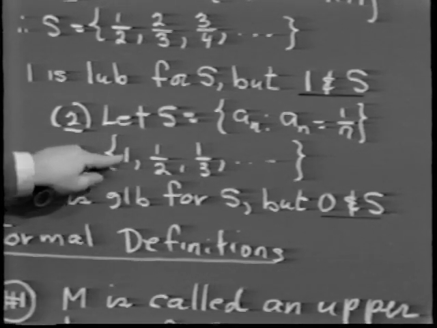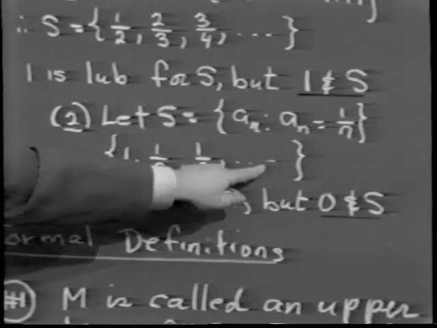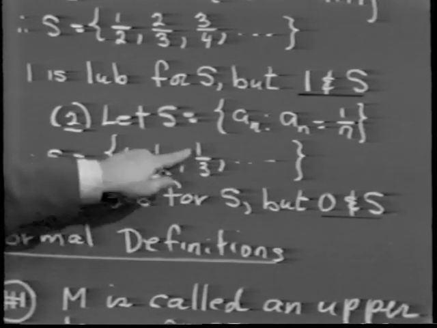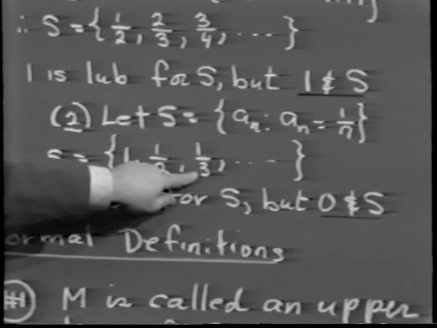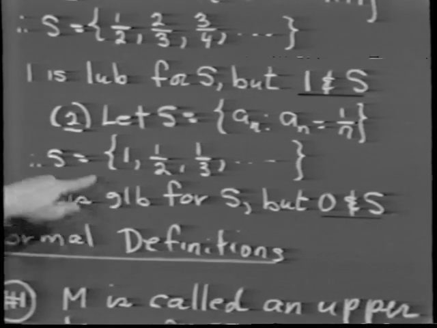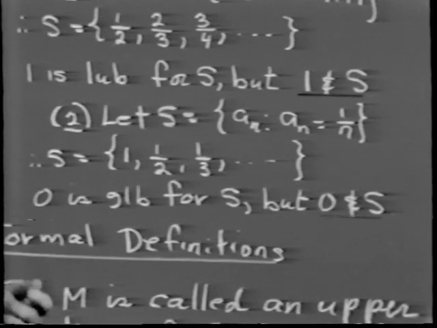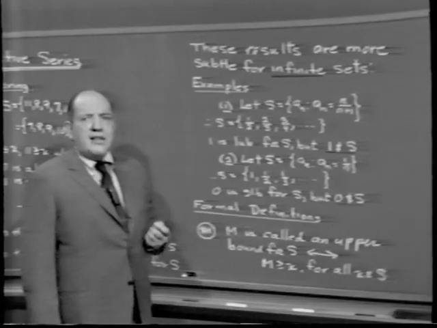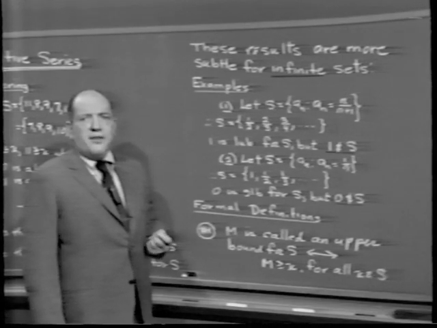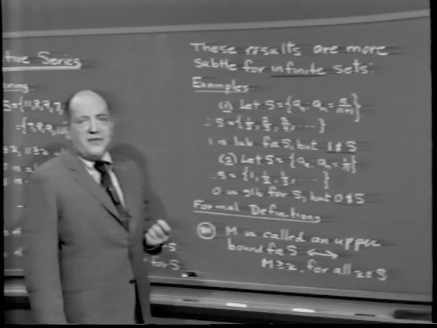Observe that as the terms go further and further out, they get arbitrarily close to 0 in size. Every one of these terms, 1 over n, no matter how big n is, is greater than 0. In other words, observe that 0 will be the greatest lower bound for S, but 0 is not a member of S. It seems that things which are quite trivial for finite collections have certain degrees of sophistication for infinite collections.